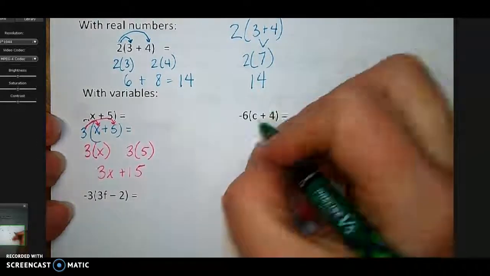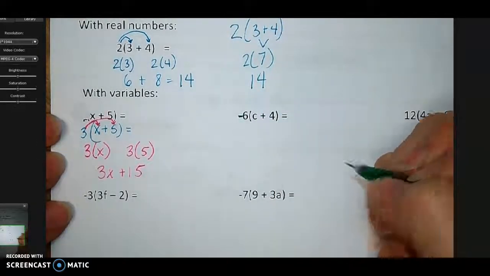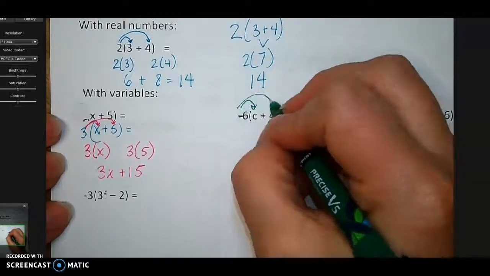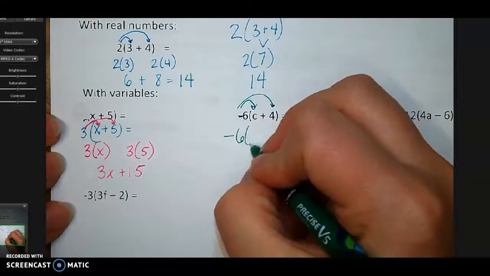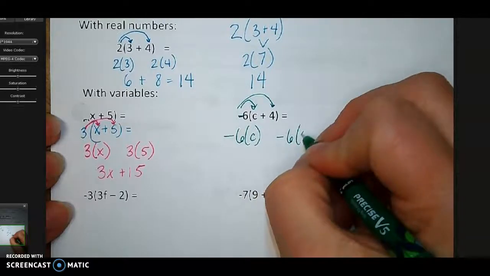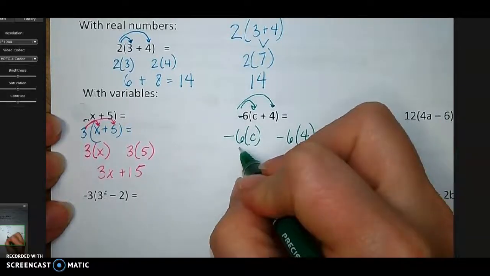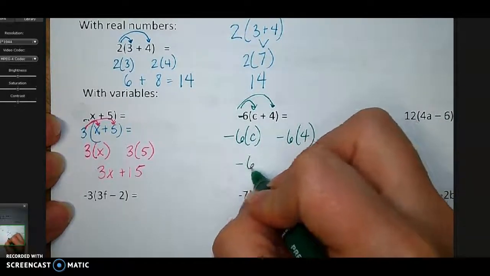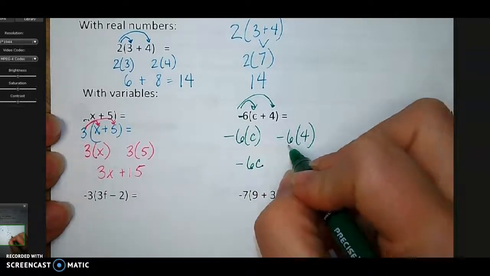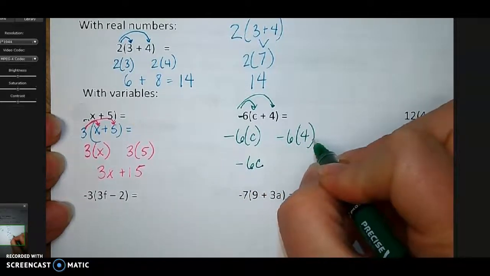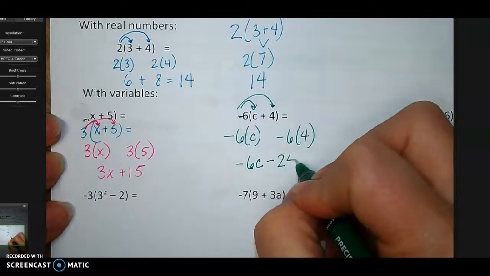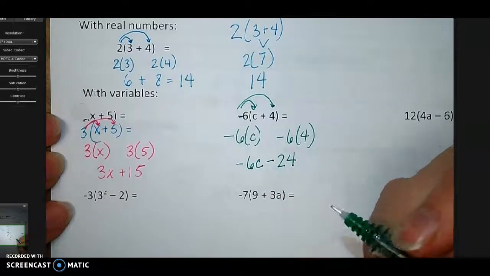On this next one, you notice we have a negative out here in front of the 6. So we're not just going to multiply by regular 6. We're going to multiply by negative 6. Negative 6 times c is negative 6c, and we learned that negative 6 times 4 is negative 24. So minus 24.